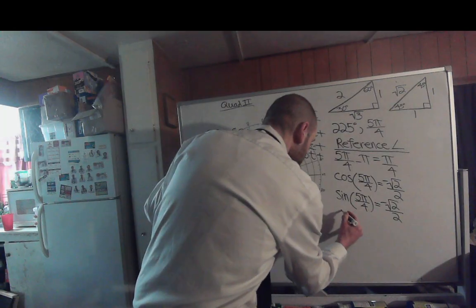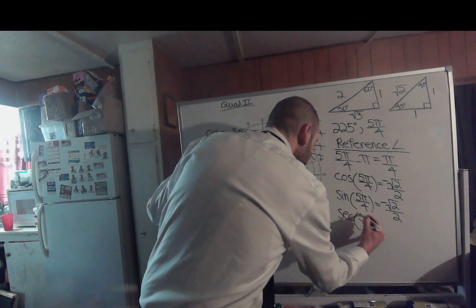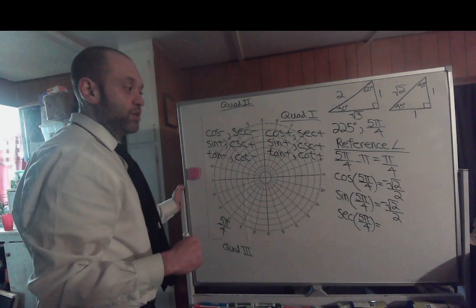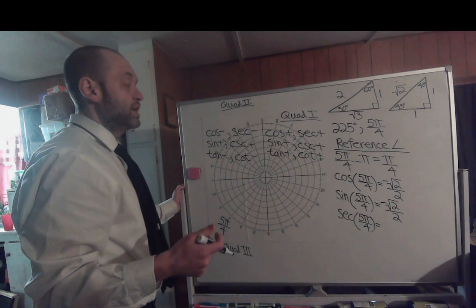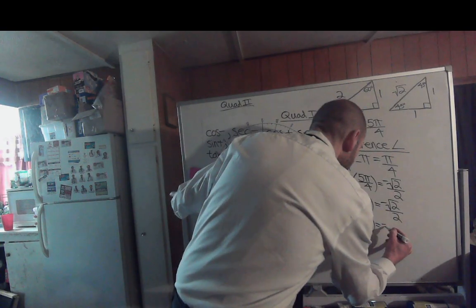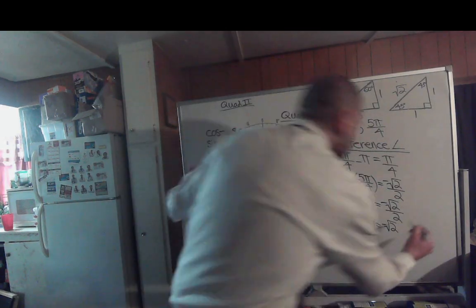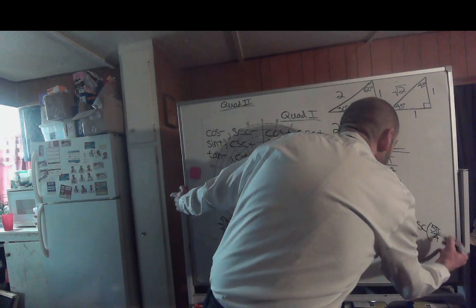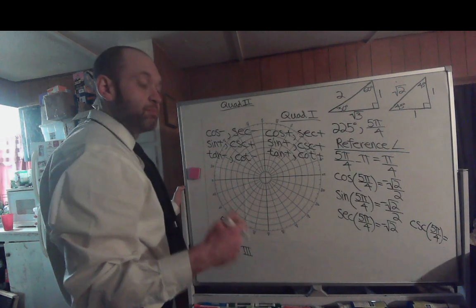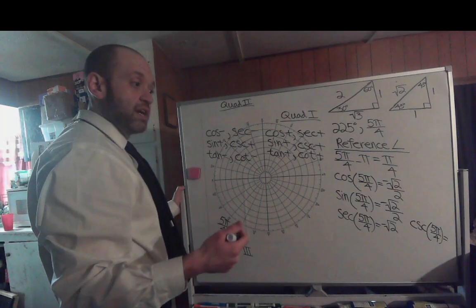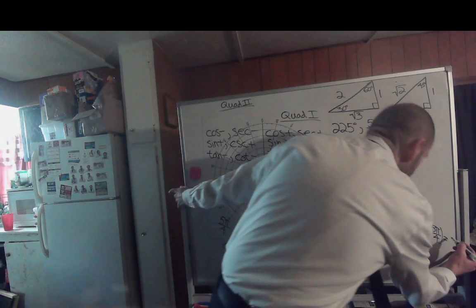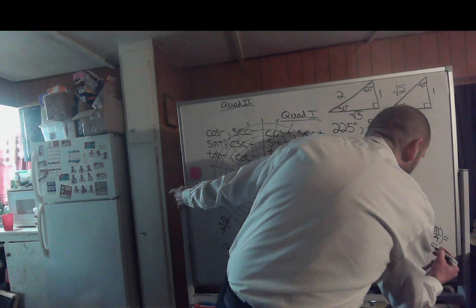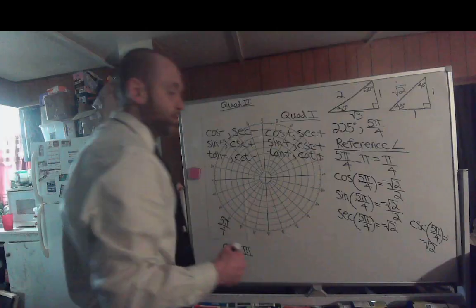Now let's find the secant of 5 pi over 4. Well, that's 1 divided by cosine. 1 divided by a negative is a negative, right? So that would be negative square root of 2. Now let's find the cosecant of 5 pi over 4. Cosecant is 1 divided by sine, right? 1 divided by a negative is a negative. That'd be negative square root of 2 for your cosecant of 5 pi over 4.